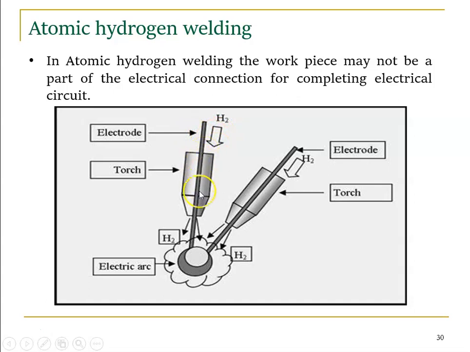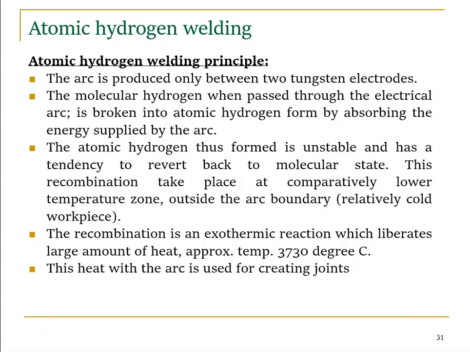in between this nozzle. If you supply the electricity, the hydrogen H2 will split into atomic hydrogen, H. This atomic hydrogen is unstable. It may be joined again, so this joining may raise the temperature. That temperature is used to join two metals, right? So in atomic hydrogen welding, the arc is produced between two tungsten electrodes.